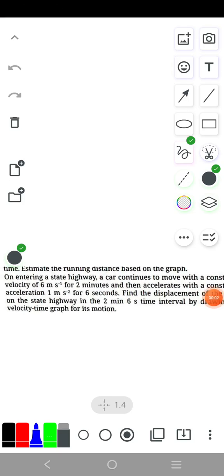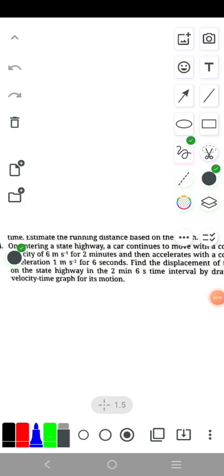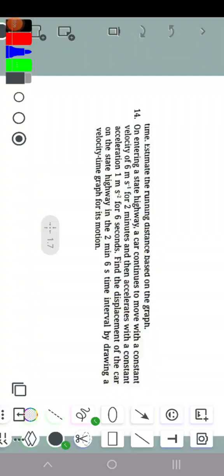Hello students, today we are going to solve a question, that is question 14. What is the question asking? It is from the exploration solution of describing motion around us.